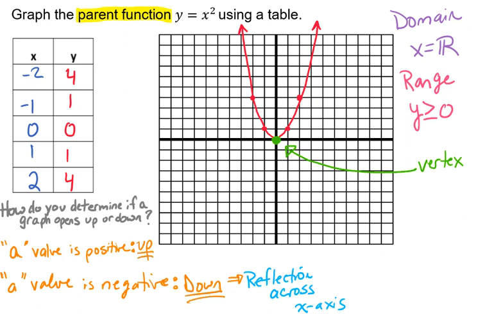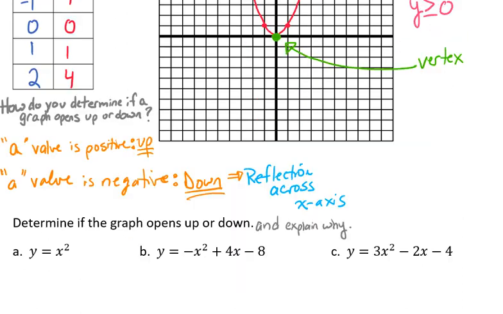So we don't necessarily have to graph a function to know if it's going to open up or down. Let's practice that a little bit. Here we have 3 examples, and we're going to determine if the graph opens up or down, and then explain why. In our first example, we have y equals x squared, which is what we just graphed. If we look at our a value, we see that it is a positive 1, because it's a 1x squared, which tells us that our graph is going to open up because our a is positive.